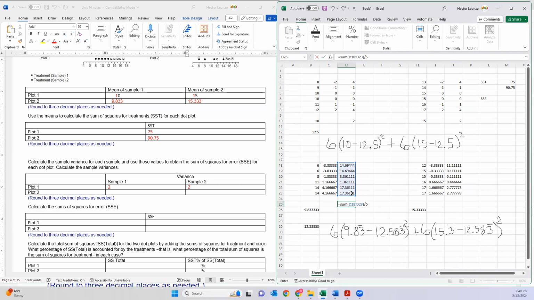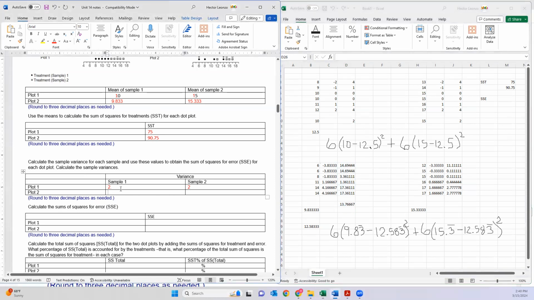So on plot 2, my variance of sample one is 13 point... Okay, and it gives me a long decimal. But now for my answer on this table, it says round to 3 decimal places as needed. Okay, now this one I do have to round it. So I'm going to call this 13.767. Okay, so here I am going to round it to 13.767. You guys see where I got the number from.